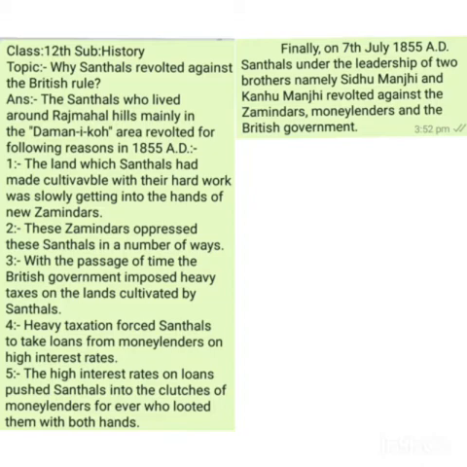Dear students, in the beginning of the 19th century, Santhals were the people who lived around Rajmahal Hills, which are located in the modern state of Jharkhand. We understand that it was around these Rajmahal Hills where the Paharis also lived. About the Paharis we have discussed in the previous lecture.